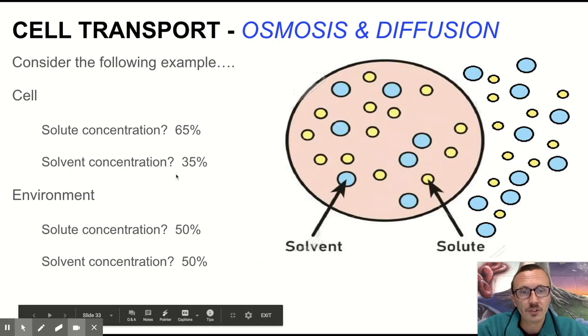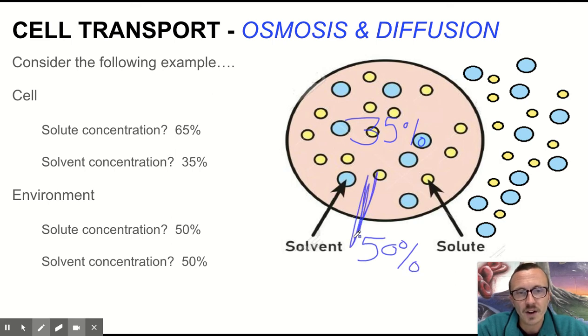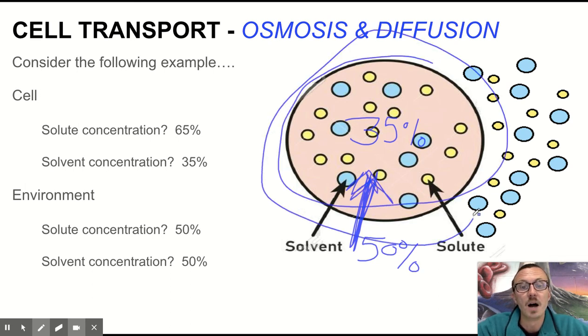So here I've given you some more percentages, and I've also given you a diagram. So what's going to go on here? Well, remember, we're only really concerned with water. So inside of our cell, we've got a water concentration, because remember, solvent is water, is 35. So we got 35% water on the inside. And our environment, or our solution on the outside, is 50-50. So we got 50%. So water is going to want to go from the solution or the environment, and it's going to want to make its way into the cell, which is going to mean that this cell is going to get much bigger.